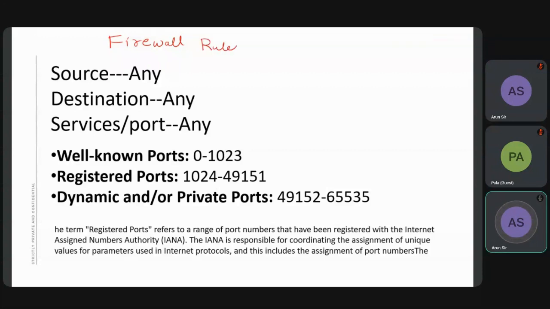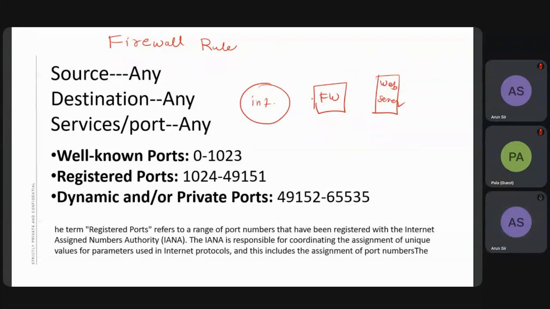So in the firewall rule, we have different varieties. Let's say I have a firewall here, then here I have a web server, and this is the firewall. And outside we have the internet. So anything coming from outside to inside, to this web server, we have to define the policy or network policy or rules.